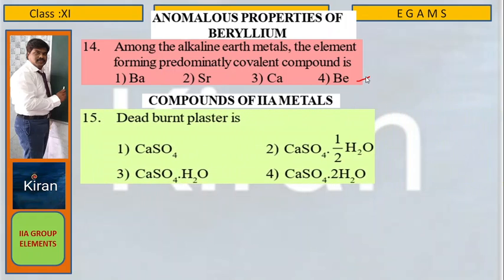Dead burnt plaster of Paris, which one is it? Option 1, option 2, option 3 and option 4. The correct option among these is option 2, calcium sulfate half H2O is known as dead burnt.